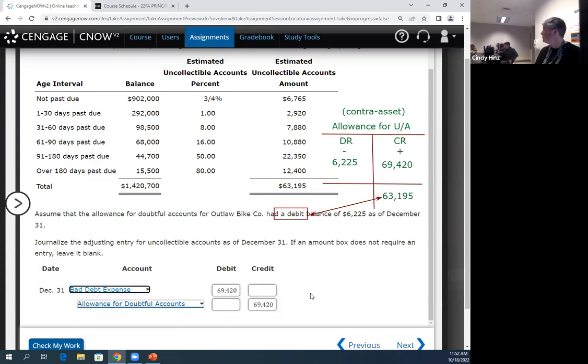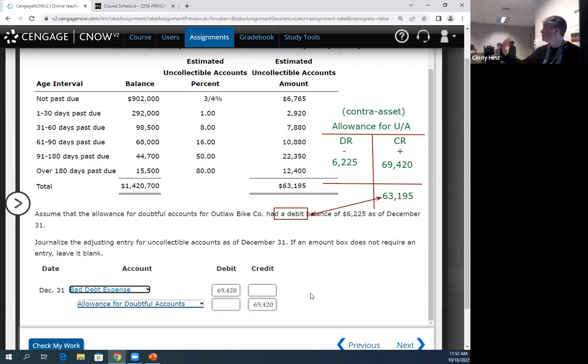Remember, an adjusting entry always has to have at least one balance sheet and one income statement account. The allowance account is the contra asset, it's a balance sheet account. So we need an income statement account that's going to be the expense. We are reporting about $70,000 worth of uncollectible accounts or bad debt expense for this period.